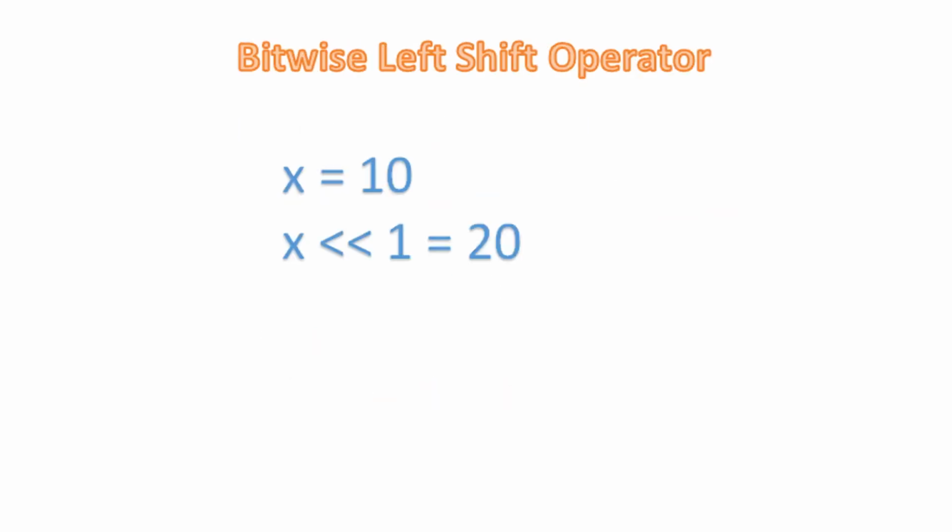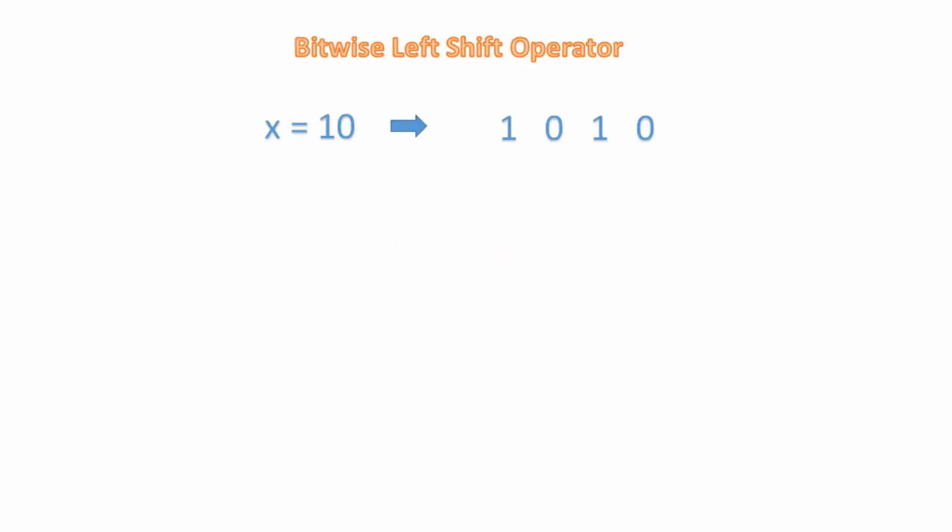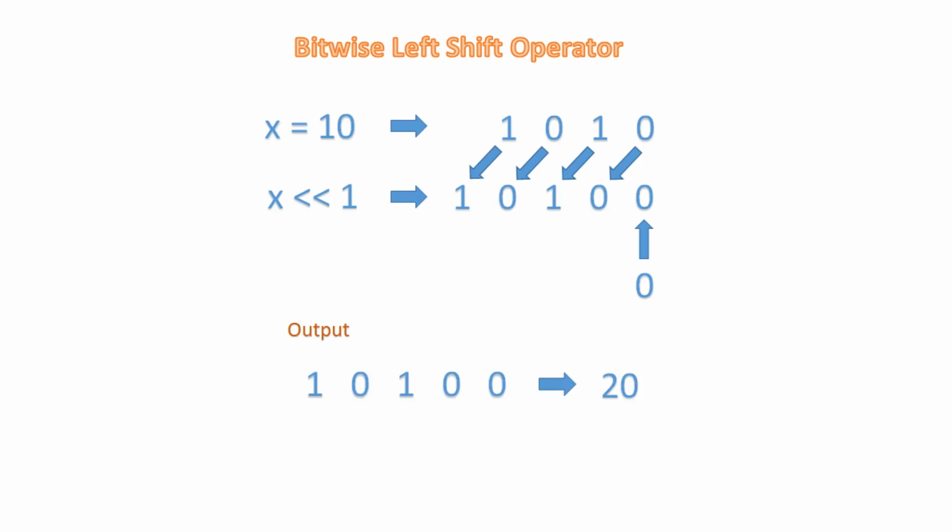Bitwise left shift. Shift the bits of the number towards the left. Double less than symbol is used for bitwise left shift. Here x is equal to 10, so x left shift 1 is equal to 20. Let's evaluate the output in detail. Binary equivalent of x is equal to 1010. The command x left shift 1 will shift 1 bit towards left. So a 0 is added at the right and the number of digits increases by 1 bit. So the result is 10100, which is equal to 20.